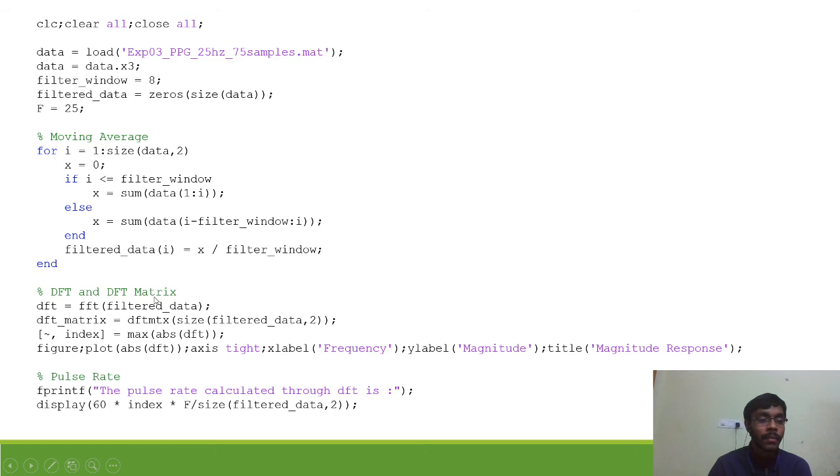The logic is the same. To calculate the DFT in MATLAB, there is the FFT function. If we directly apply FFT, it will give the matrix. So we applied the inbuilt functions and calculated the DFT matrix values. Now we need to find the maximum of the DFT. So we stored the index of the maximum and plotted the magnitude response. And the pulse rate is calculated as 60 into index into fs divided by the size of the filter, that is the size of the data, which is 75.